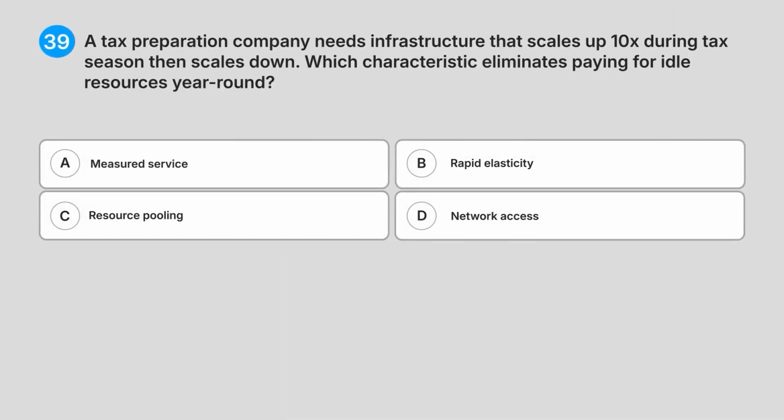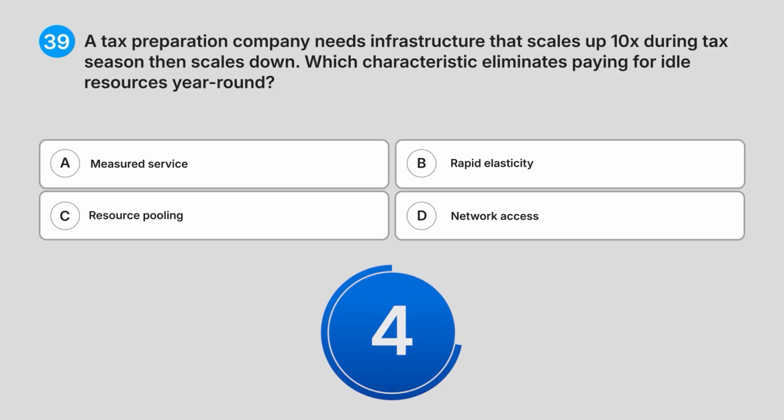39. A tax preparation company needs infrastructure that scales up 10x during tax season, then scales down. Which characteristic eliminates paying for idle resources year-round? A. Measured service. B. Rapid elasticity. C. Resource pooling. D. Network access. Can you guess the answer?